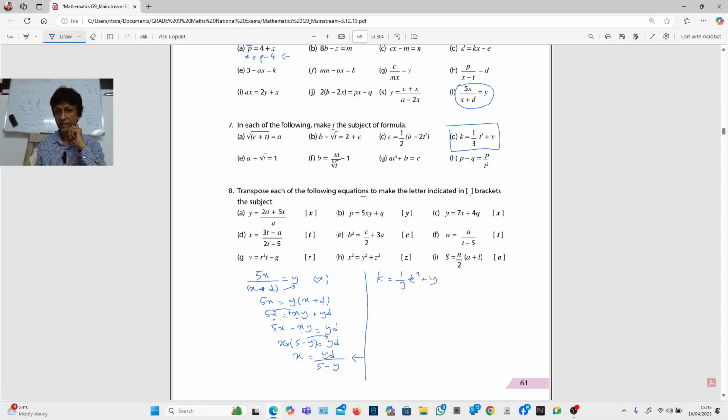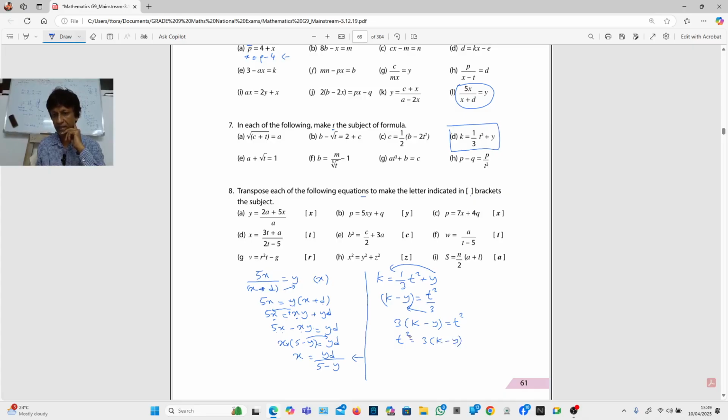So our target is to make t the subject formula, so I can send the y on the other side. So this becomes k minus y is equal to 1 times t squared is t squared, and then that divided by 3 here. The 3 now can be sent to the other side, so you're going to get 3 times everything here. Just going to bracket this, 3 times k minus y, and you're left with t squared. So basically what I'm saying, t squared is equal to 3 into k minus y.